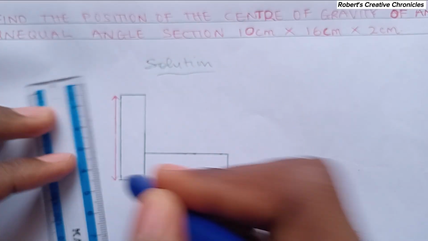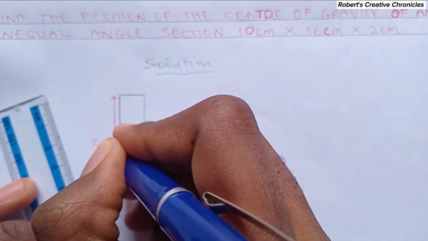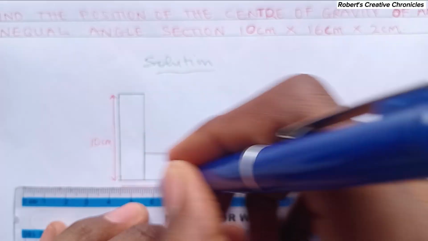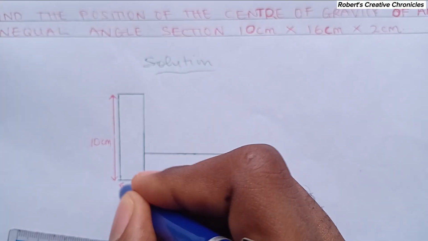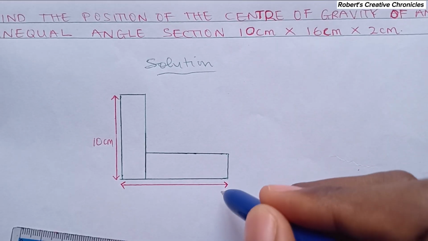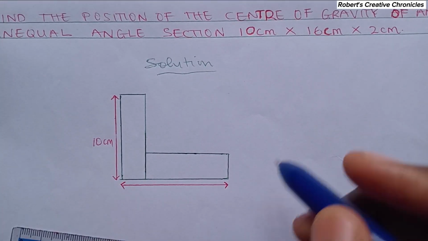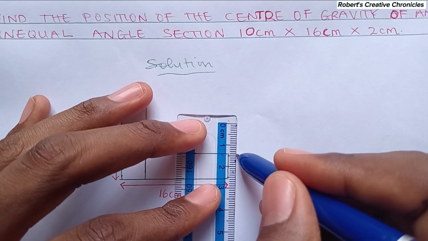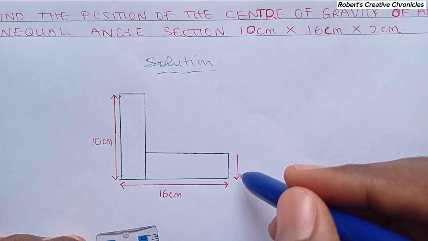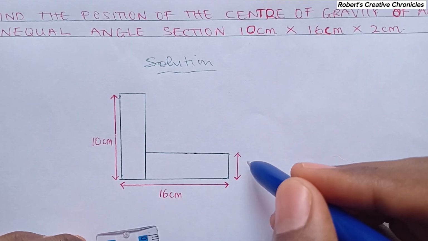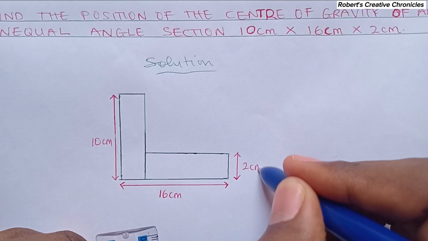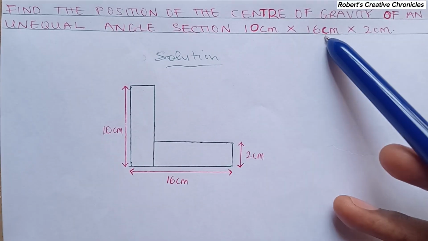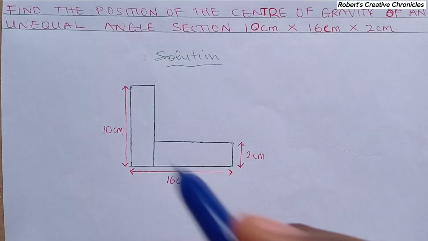So this one will be 10 centimeter. Then this one is 16 centimeter. Then this one is 2 centimeter. This one is the same thing as this one. So this is height by width by thickness. Now let's go back to the question.